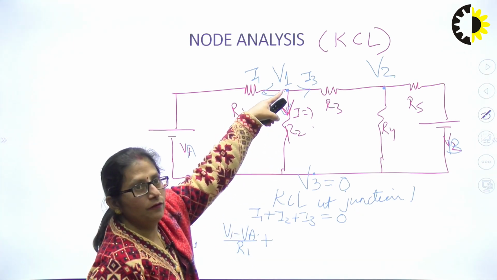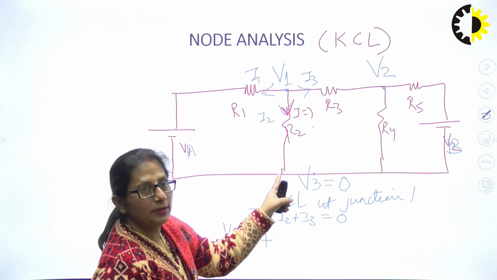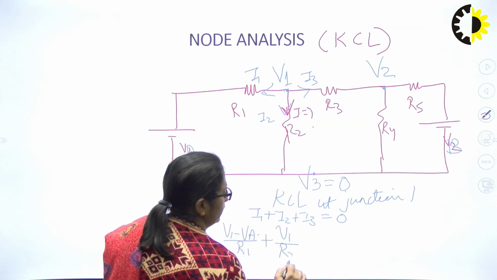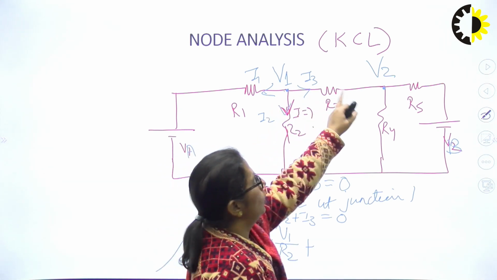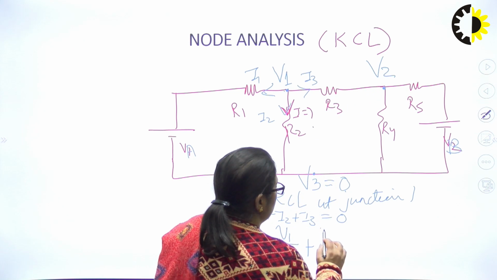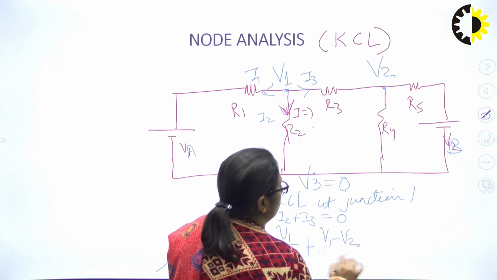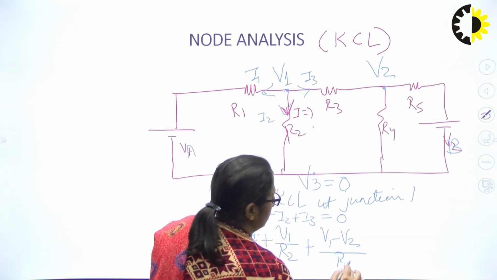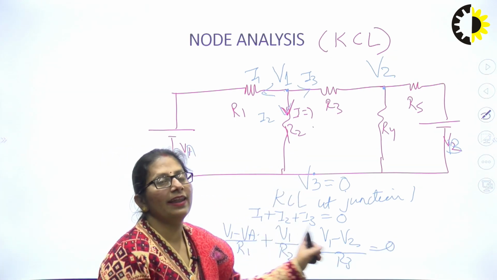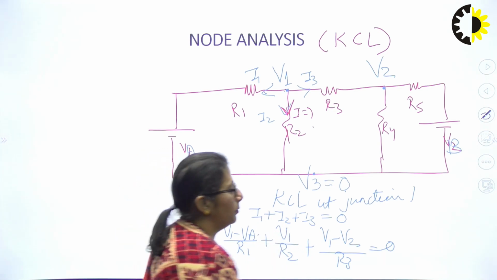What is the potential here? V1. What is the potential here? 0. That means V1 upon resistance, which is only R2, plus I3. What is the potential here? V1. What is the potential here? V2. So that becomes V1 minus V2 upon R3 is equal to 0. I may resolve it in V1 and V2. That will give me equation number 1.